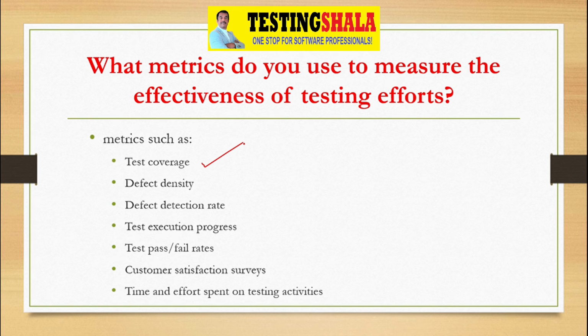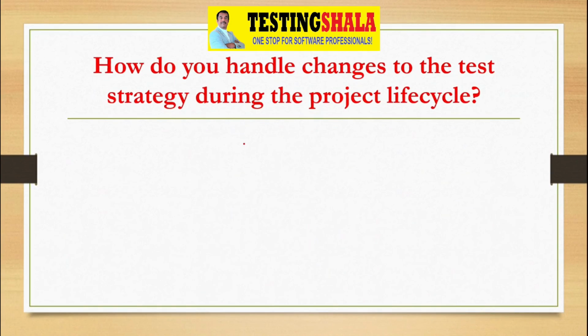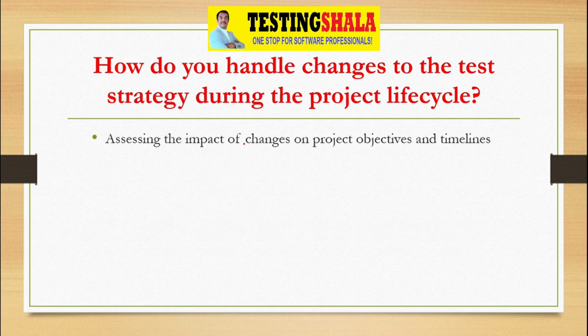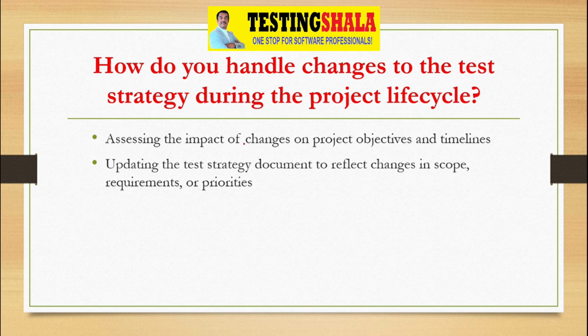The next question would be, how do you handle changes to the testing strategy during the project life cycle? If there are any changes, how will you handle that? That is the question here. We have to assess all the time the impact of the change on the project, its objectives or timelines. Based on that, we have to keep updating the test strategy documentation, and keep changing it over the overall scope and over the requirements or priorities as well.